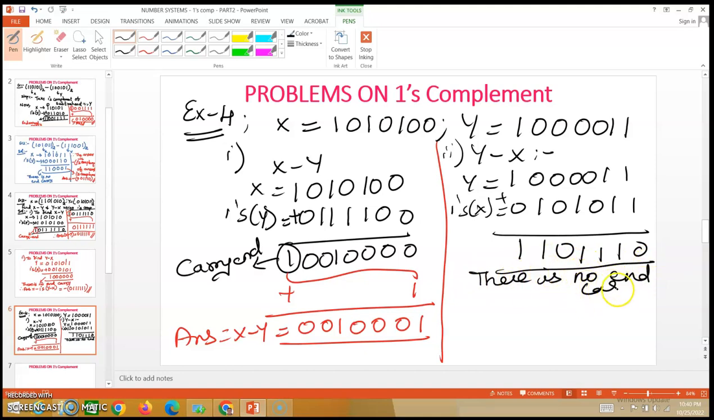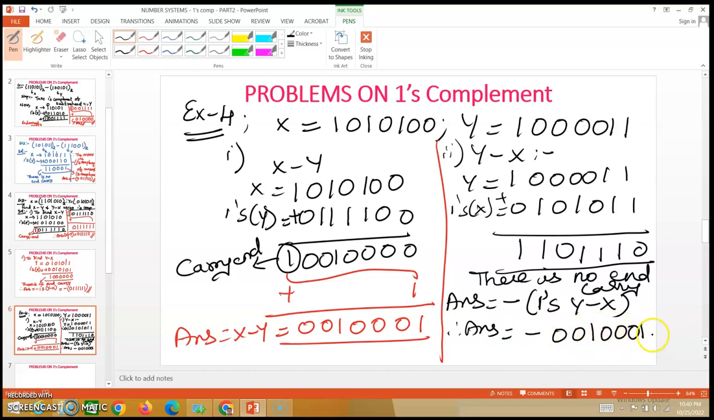So what is the answer then? The answer is equal to minus of the 1's complement of y minus x. So the answer is equal to minus 0, 0, 1, 0, 0, 0, 1. That's it. Both the answers are the same. So these are the problems based on 1's complement. In the next video, we will see the problems based on 2's complement. Thank you.